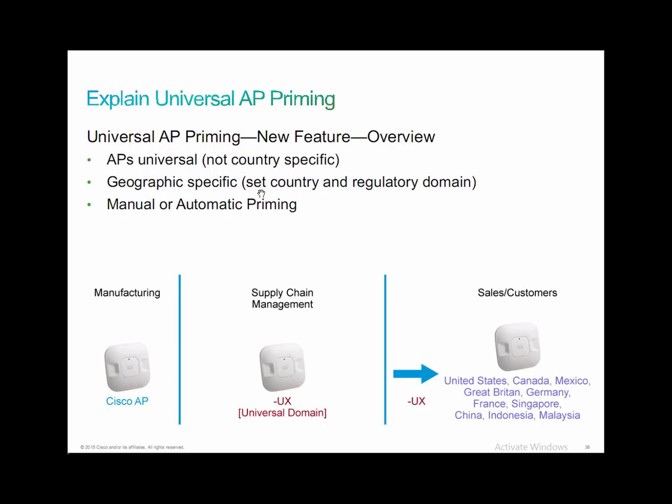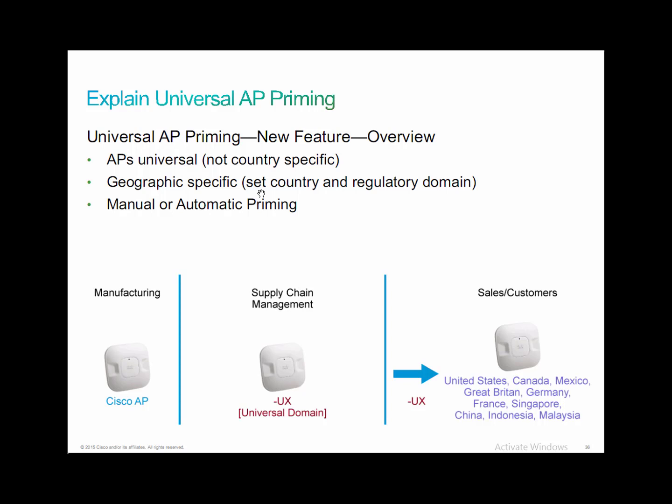You'll notice that when an AP is manufactured, which is what they're trying to depict here, it's not tied to a specific region. It goes through the supply chain unassigned. That's what UX means. Dash UX means universal domain.